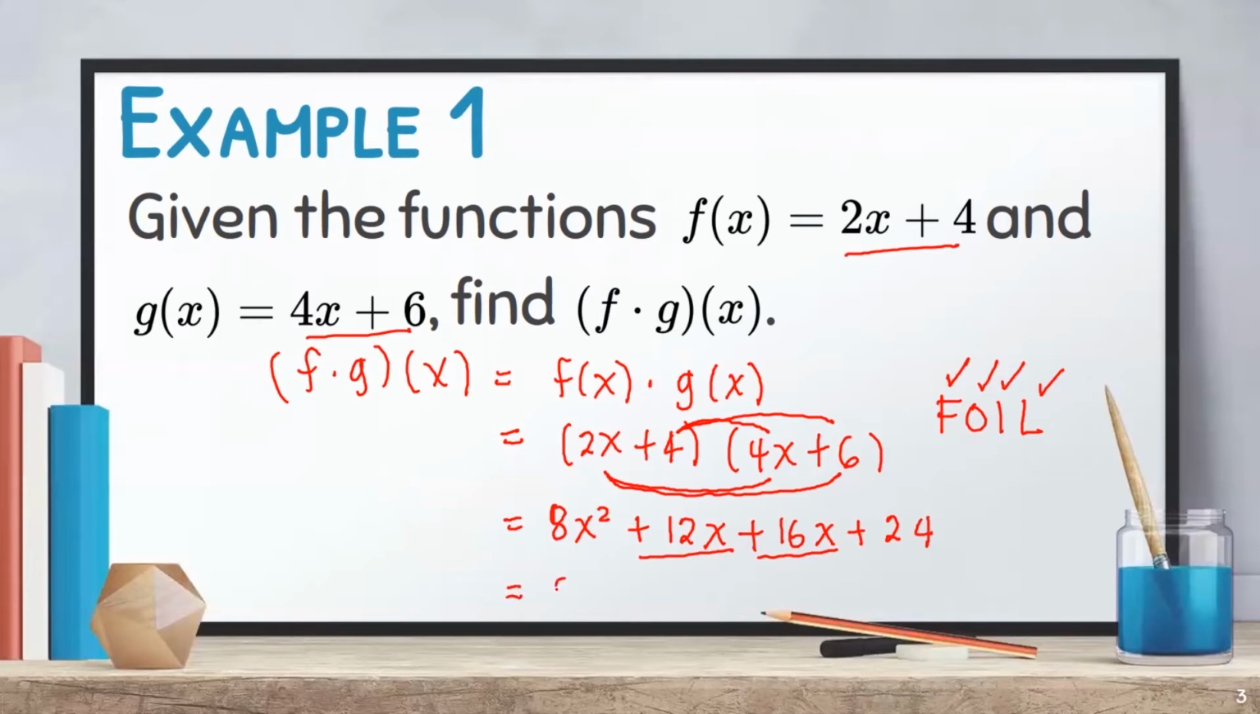Therefore, we will have 8x squared. Then positive 12x plus positive 16x is positive 28x. And then copy plus 24. Therefore, f times g of x is equal to 8x squared plus 28x plus 24.